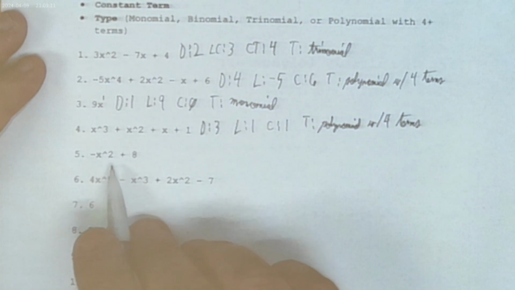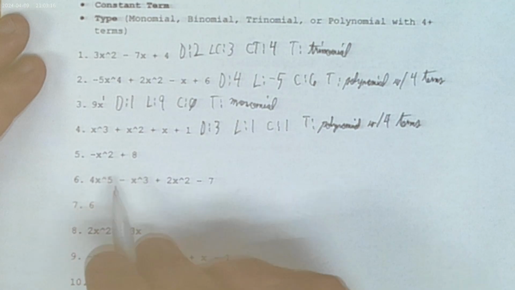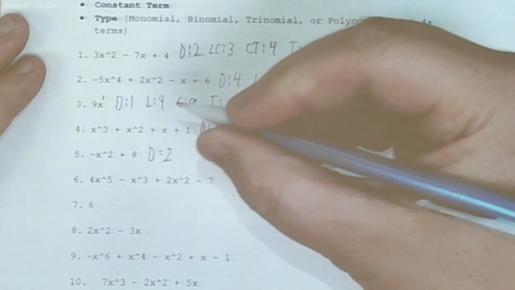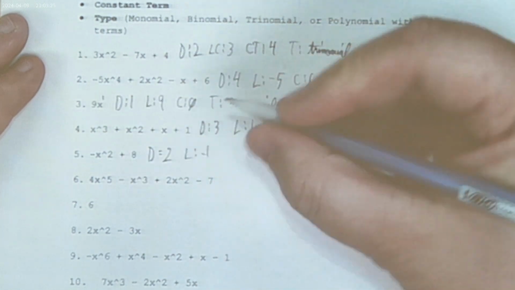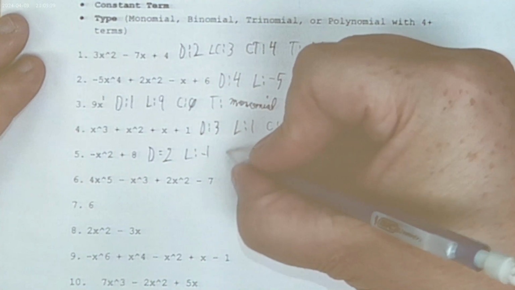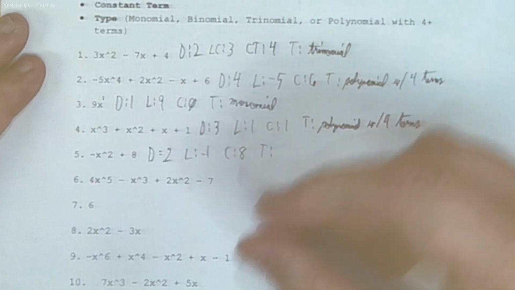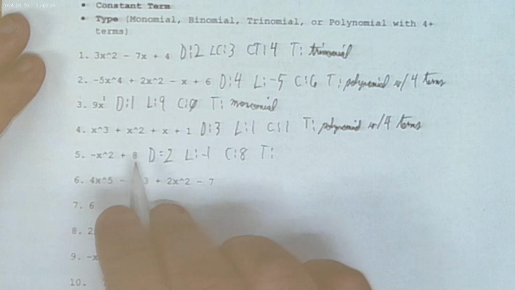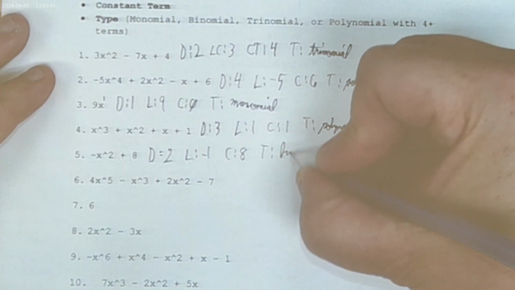All right, this next one, negative x squared. There's only really one term with a degree on it, so the degree is equal to 2. The leading coefficient is -1 because it's got the minus sign there. The constant is 8. And then the type, because there are 2 terms, and you always include the constant when you're counting the terms for a polynomial, is binomial.